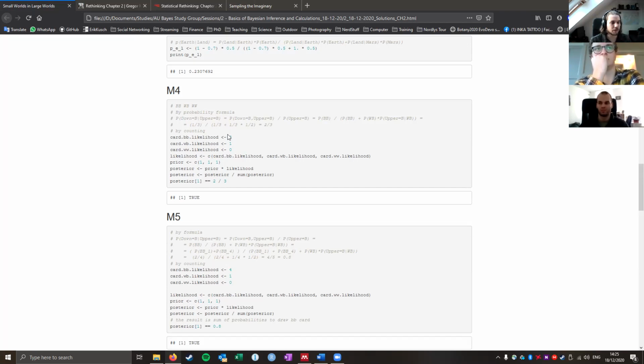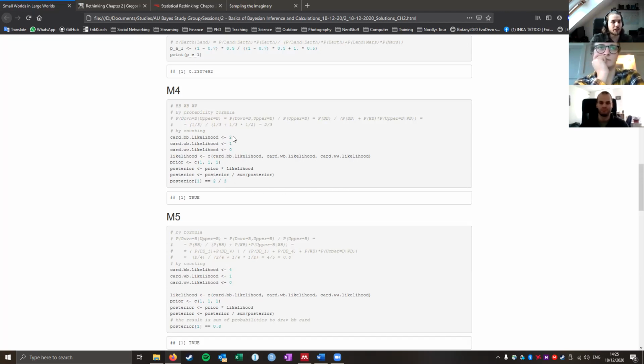There is no way that placing the white card down, it will ever show a black side facing up. So we can combine those likelihoods, multiply that with the priors that we have, which is an equal chance for any of them to be drawn, calculate the posterior, and it comes out to 2/3.